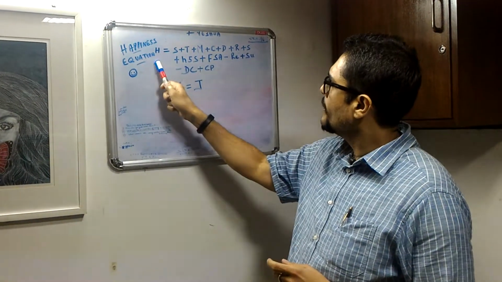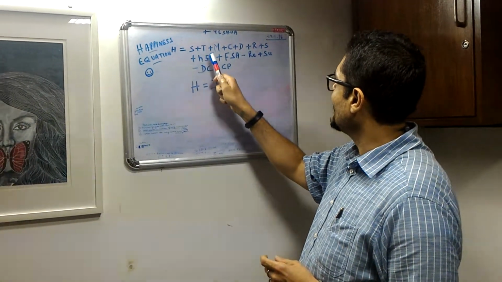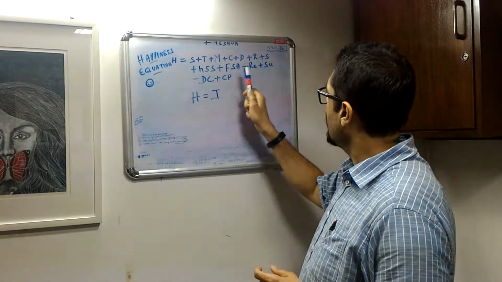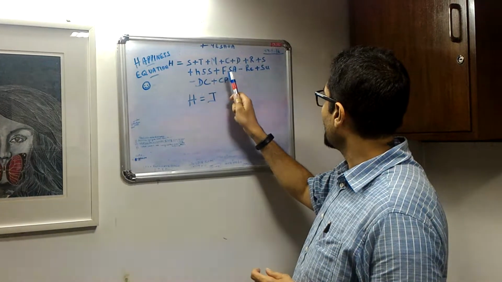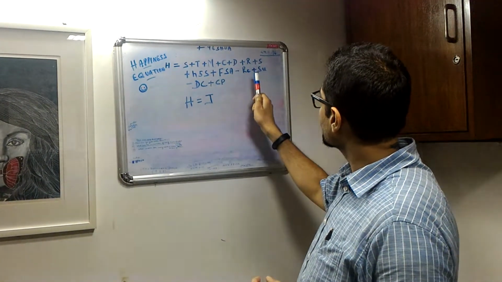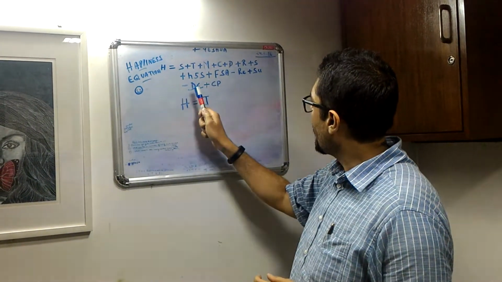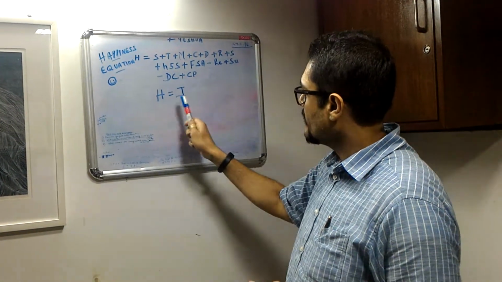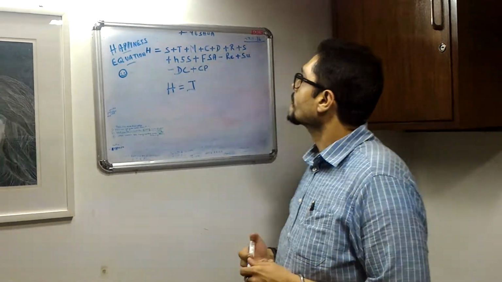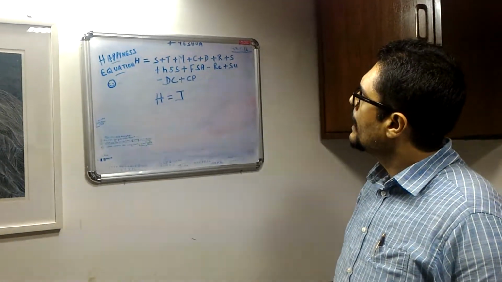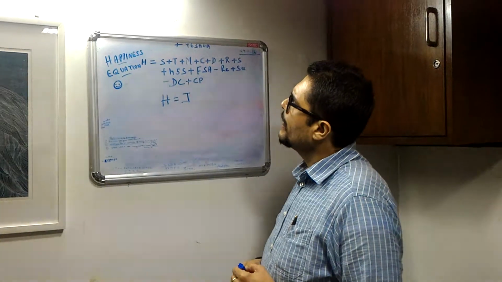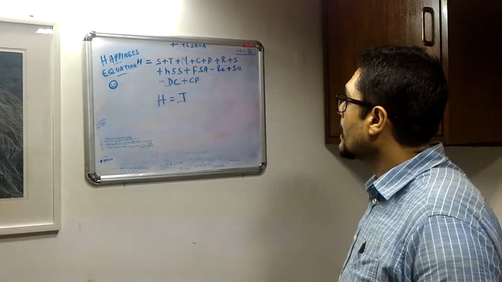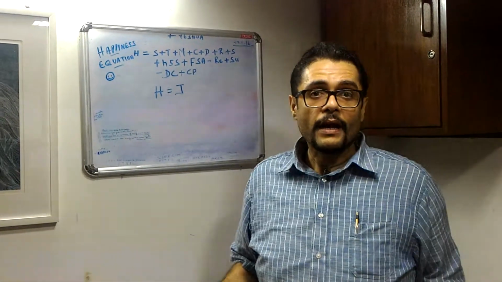Now here H is equal to S plus T plus M plus C plus D plus R plus S plus N5S plus FSA minus RE plus SU minus BC plus CP. We'll talk about this later. This is the second equation. Now here, in order to make yourself happy, you first have to be unhappy.